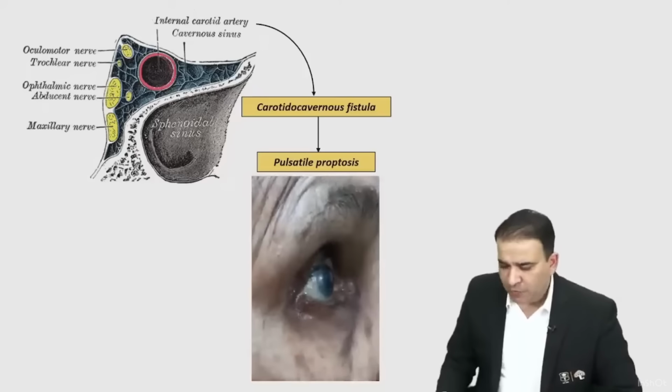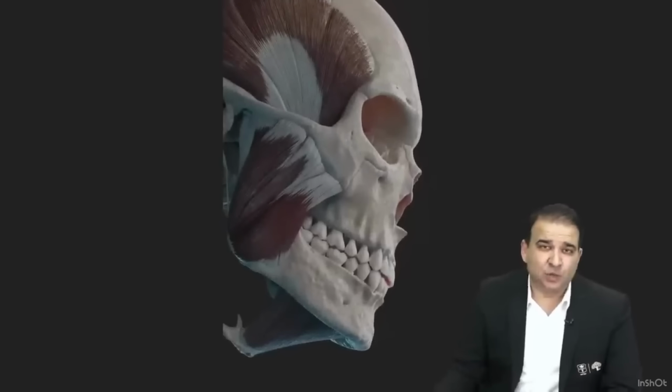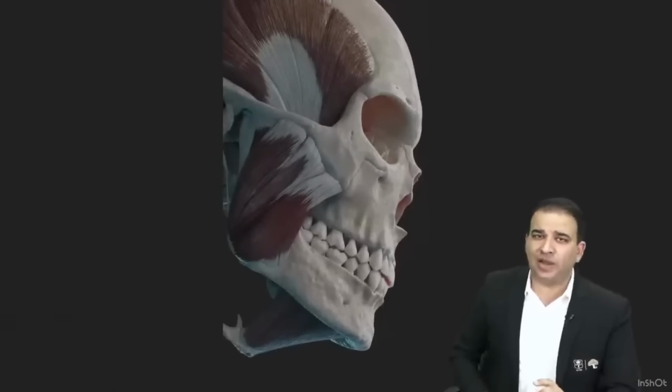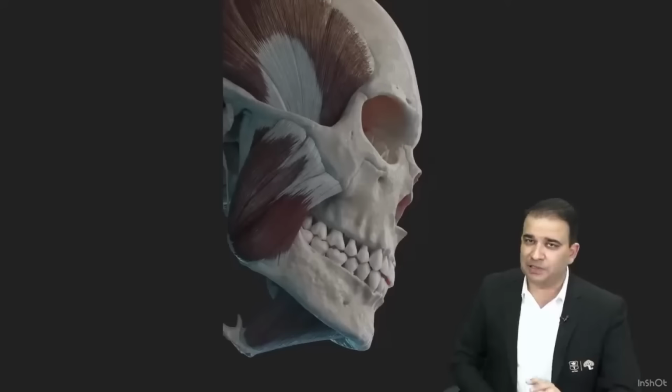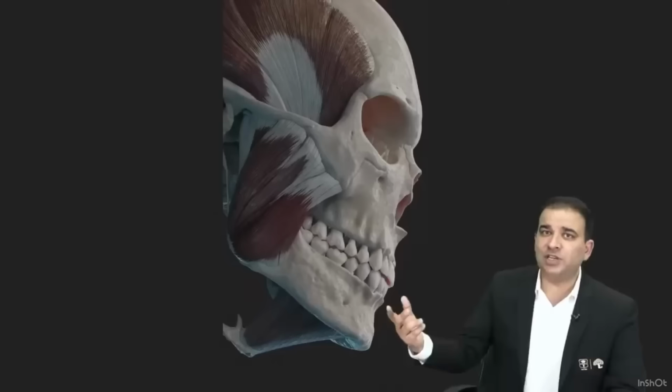Okay, now moving on. The next thing that we're going to discuss here is the muscles of mastication. One very, very important and frequently asked question from head and neck is the muscles of mastication, about their innervation, their action and identification. And it could be a radiological question also, guys.